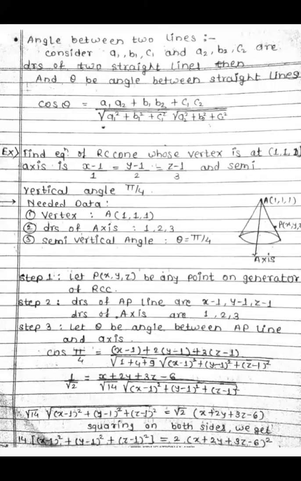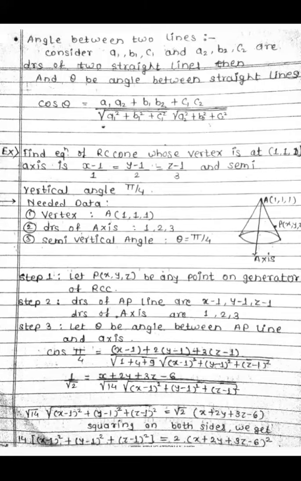Before coming to the example, one point about the angle between two straight lines. If two straight lines are given and you have to find the angle, then use this concept. Consider the direction ratios of the first straight line as a1, b1, c1, and the direction ratios of the second straight line as a2, b2, c2. Then the angle between these two straight lines can be found by using this formula.